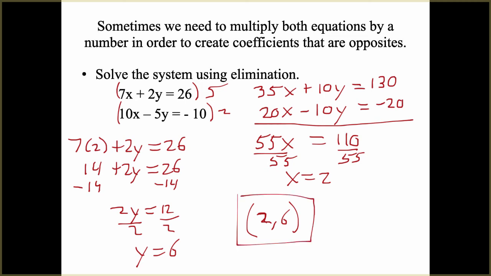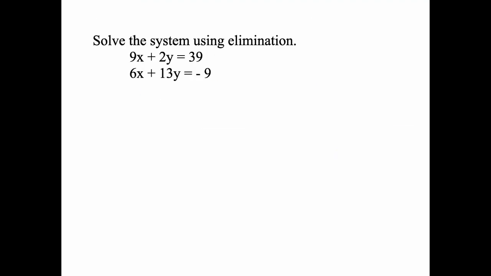Now in this system, we had to multiply both equations by a number to get opposite coefficients. And that happens quite often. All right, so here we have solved the system using elimination. I can get it on this one. We need to multiply both equations by some number to get opposite coefficients.